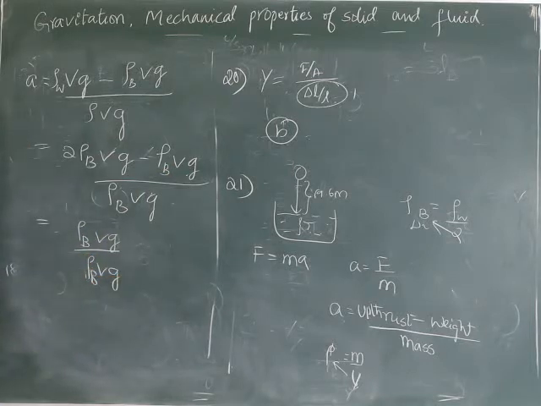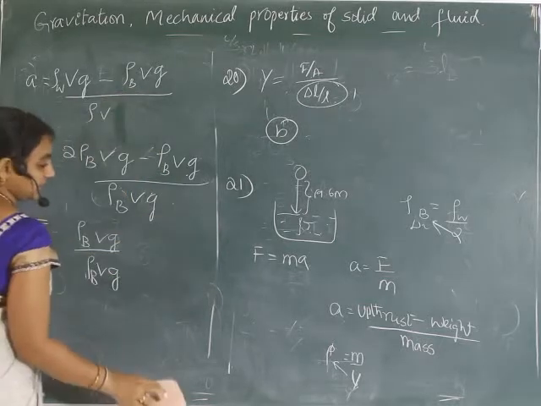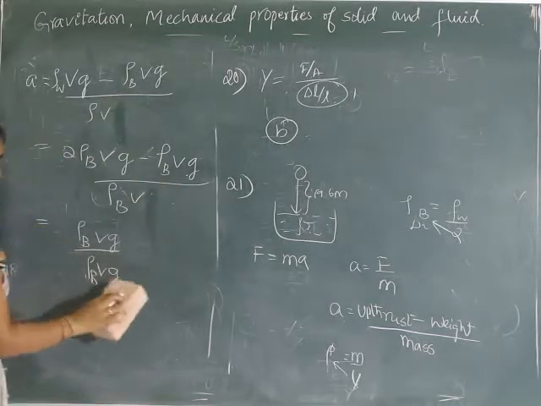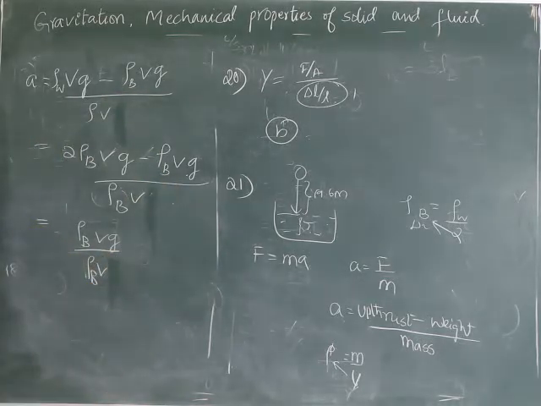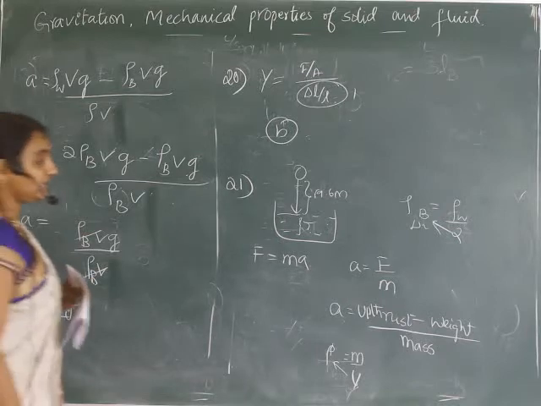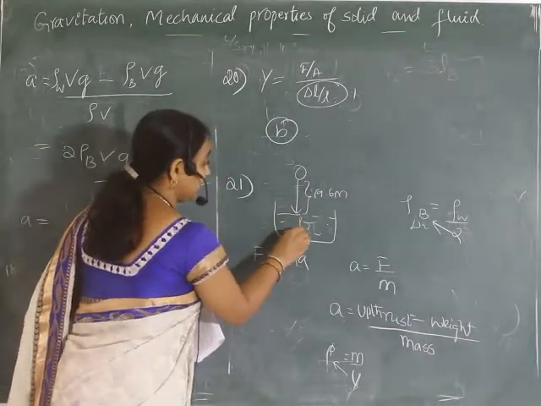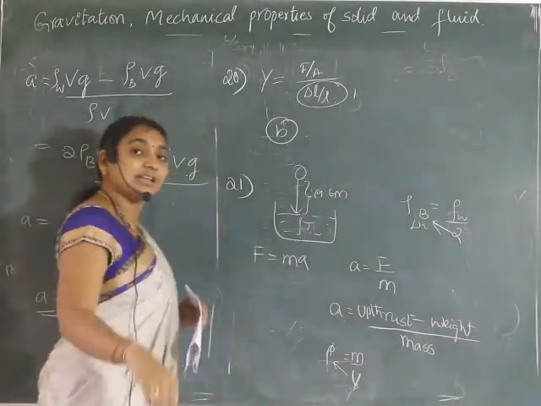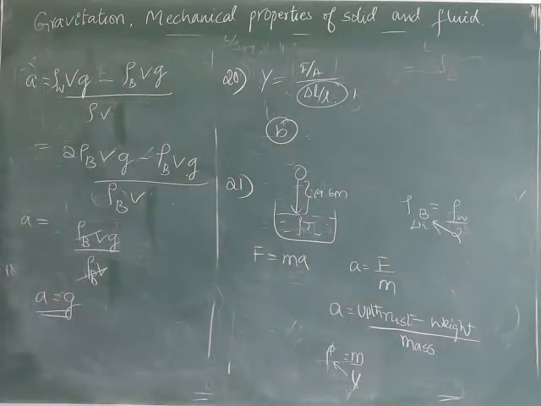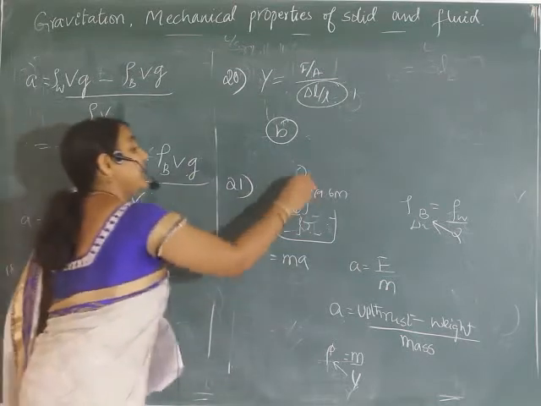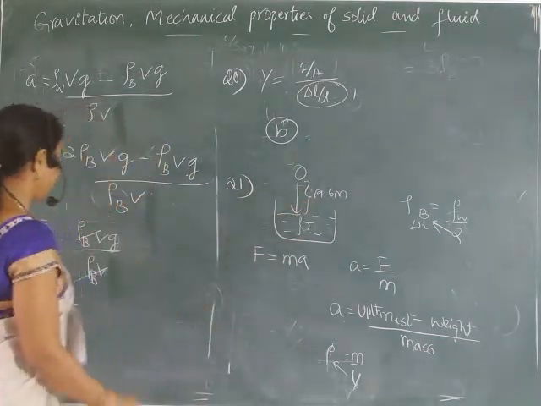Sorry, here there is no g. This is mass, correct? Since it is only mass, no acceleration due to gravity. Is equal to a. Rho B V gets cancelled. So a is equal to g. The acceleration with which it goes down below the water is nothing but the acceleration due to gravity itself. Since it is equal to acceleration due to gravity, from whatever height it comes, the same height it will go.